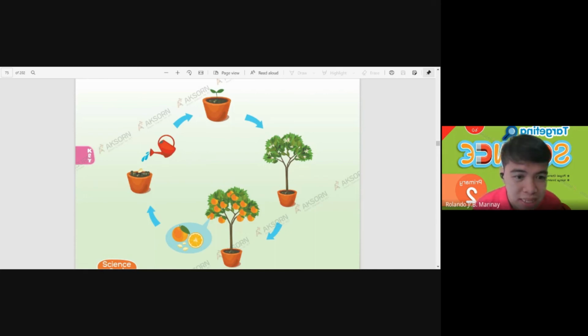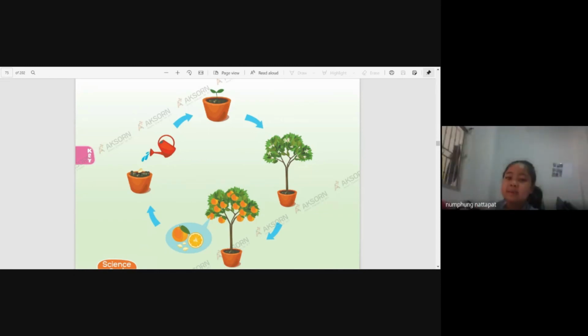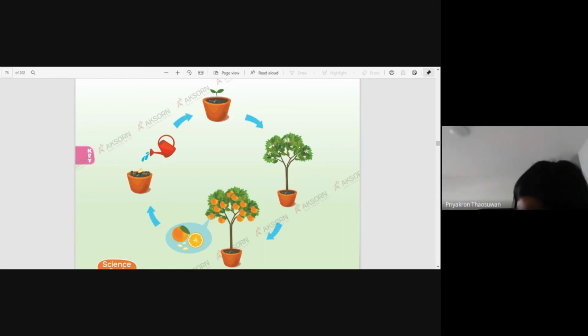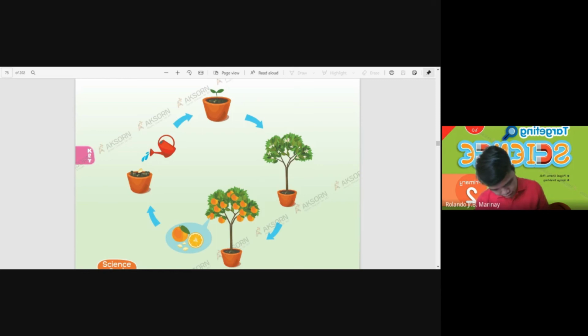What plant is that you draw? Draw the same as the picture. What plant is that? Orange. Is that an orange? I think so. Yeah, it looks like an orange plant.